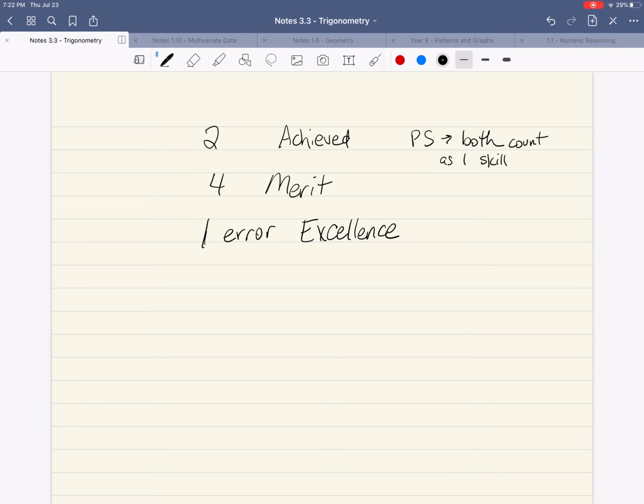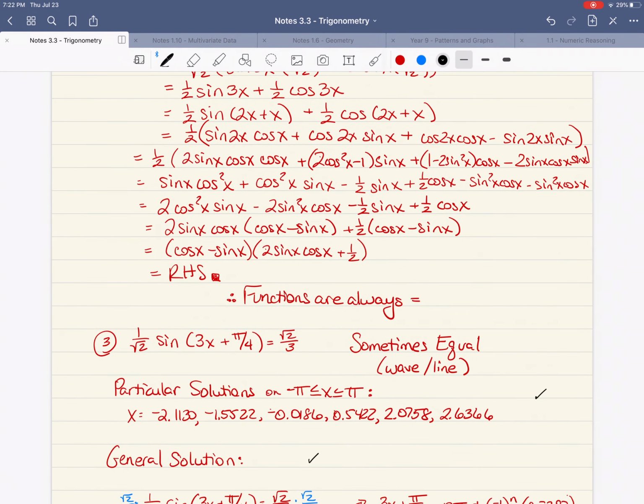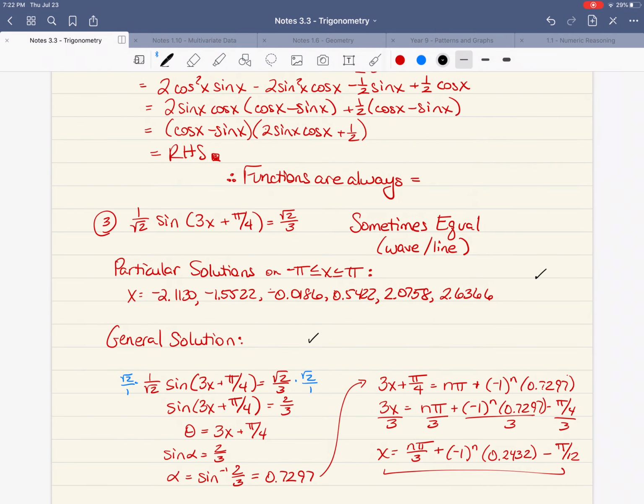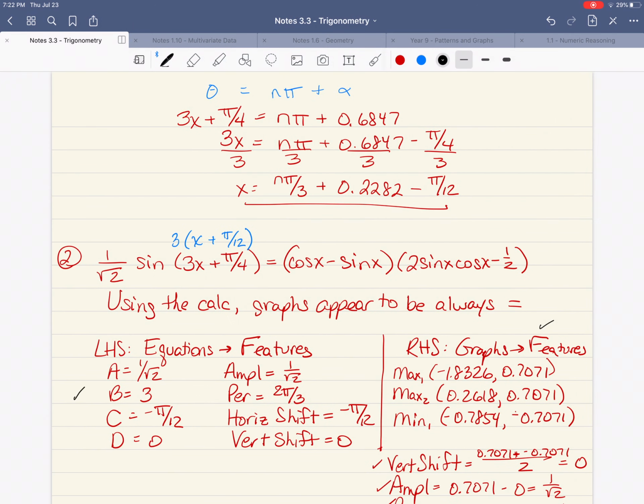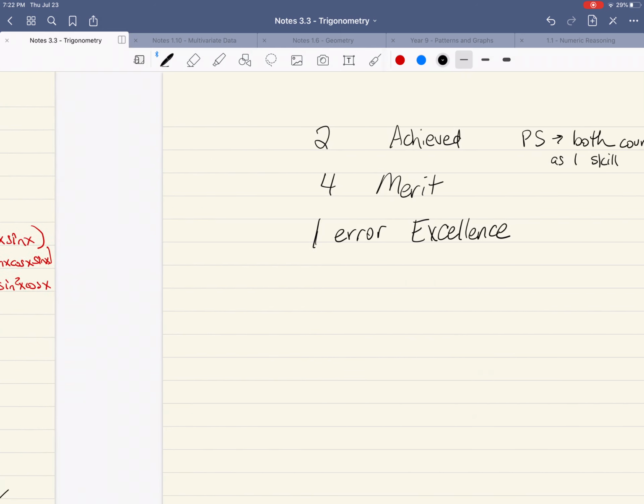Remember that partial proofs and partial hard general solutions together might give you a considered counting one, but don't always bank on that. Always do more than you think you need. If you're going for achieved and you'll be happy with that, give me three skills. Do both the particular solutions, do the easy general solution, and do the equations and graphs to features. That way you've got plenty done. That way if you mess up any one of those, you can still get your achieved. And if you've done all four, you might still get merit. So it really doesn't matter at that point.